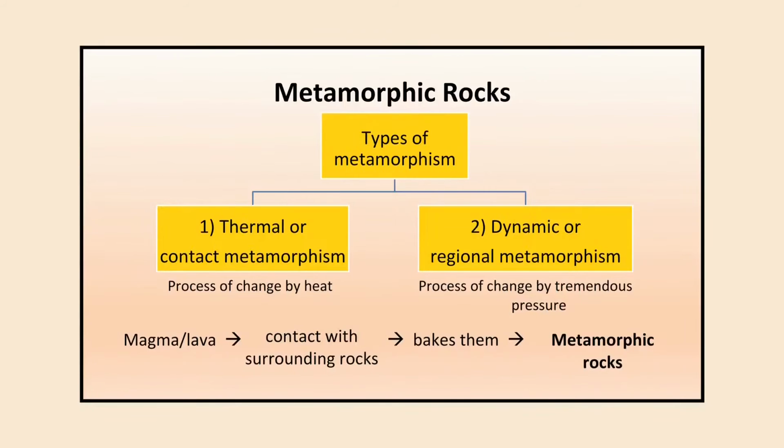So, what happens is magma comes out in the form of lava, and then there is contact with surrounding rocks. This lava bakes them and changes their shape, color, hardness, etc., and then metamorphic rocks are formed. These are some of the examples of how parent rocks change into metamorphic rocks. Some of the examples are given in the slide.